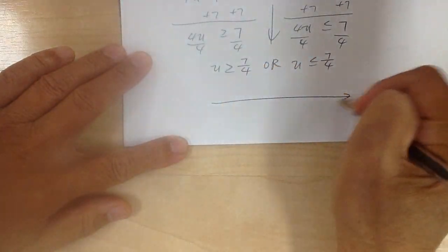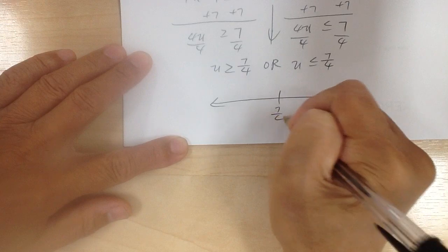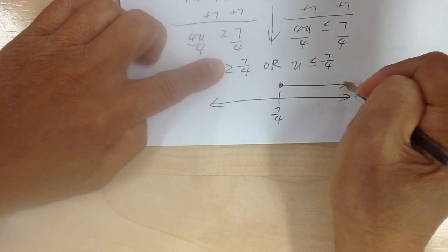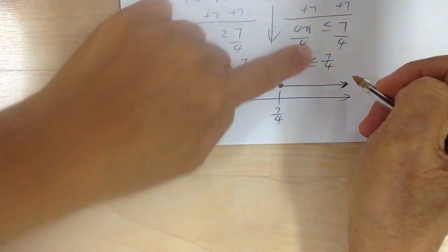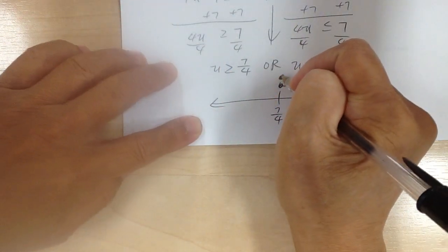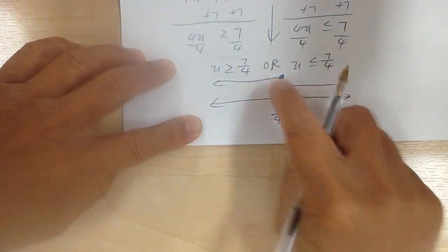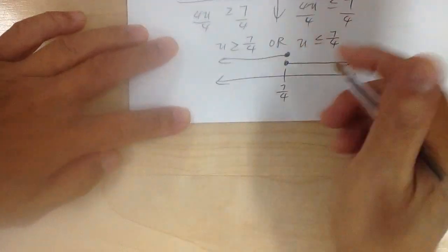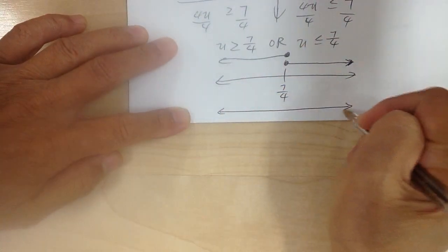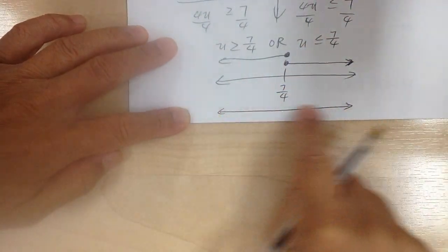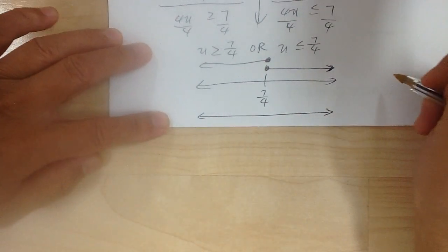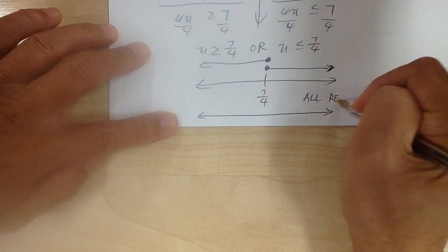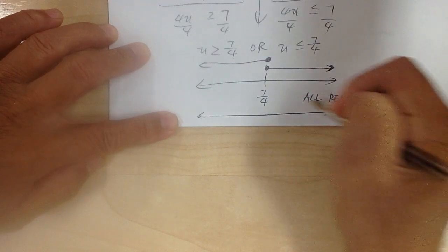Okay? And when you sketch, you only have one number, 7 over 4. So for this one, you're going to get that. This one is this. Now this one is less than, so it's going to be this way. Now or means you include everything. So you have this and this. If you include everything, you're going to get these. So the answer would be all real numbers, because every number is good.